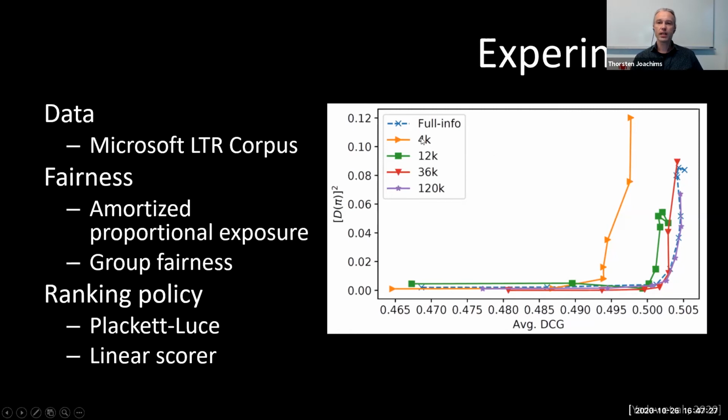Now, if you only get click data, if you have a little bit of click data, you get this curve. If you get more and more click data, you eventually actually very well track the curve as if you had full information data, just as the theory predicts. So with enough click data, you actually get the same type of behavior that you would get if you had very expensive manually labeled data.